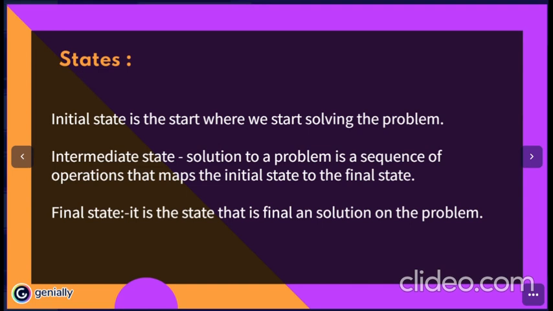So we need to know when we have reached our destination. The goal test helps us to identify if a particular state is our solution or not. Additionally, there's the path cost, the price we pay to get from one state to another state. So basically, final state is the final solution of our problem.